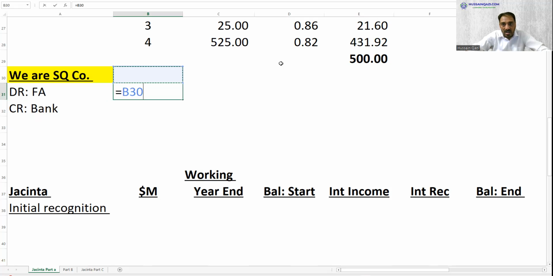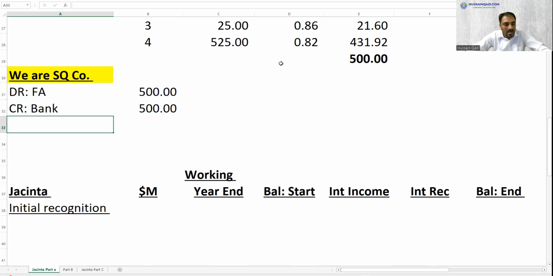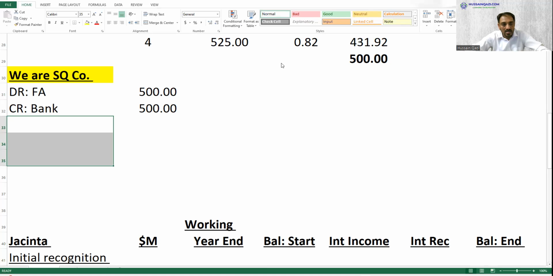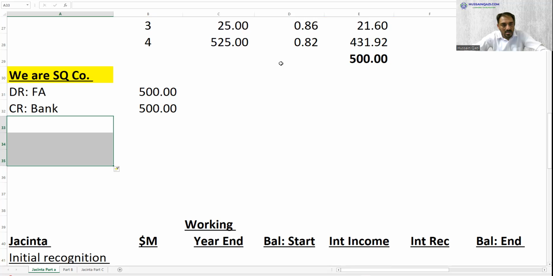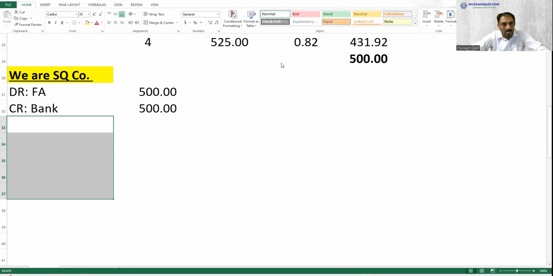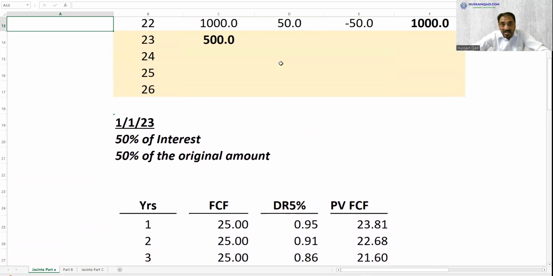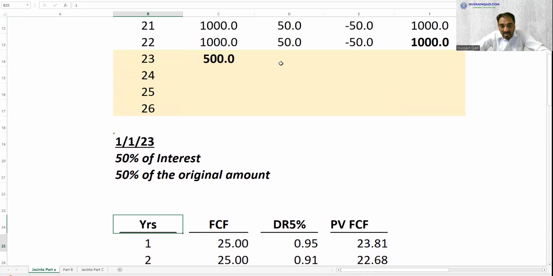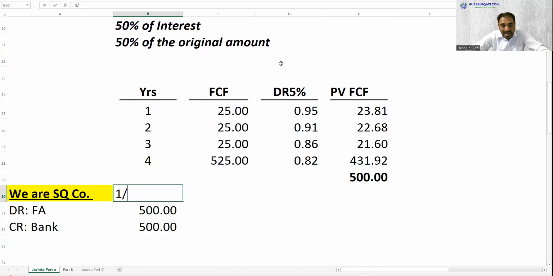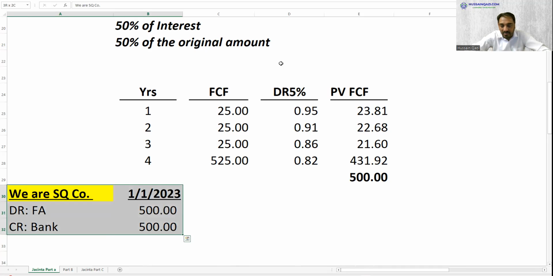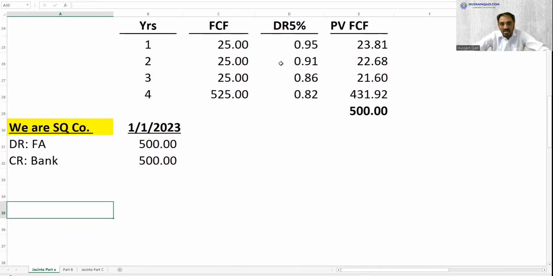So our role starts from this date. At what date? At 1st January 2023. So we are SQ company, and on 1st January 23 we invest this amount. So this is what is called a credit impaired financial asset.